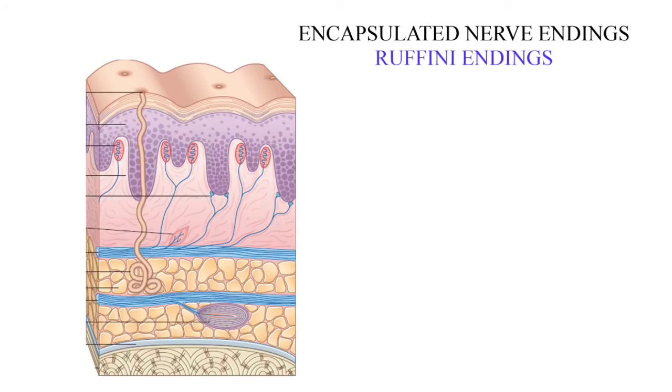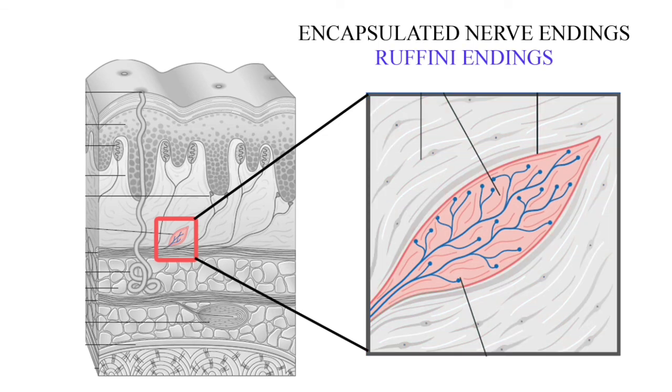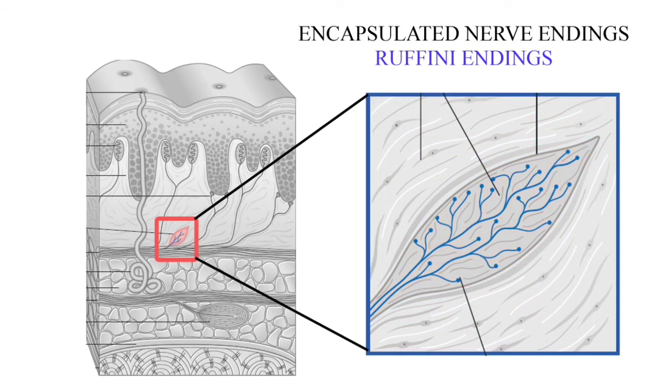Second one of the encapsulated nerve endings will be the Ruffini endings. They are found in both hairy and glabrous skin. They respond to drag or shearing stress and are slowly adapting. Their structure resembles that of Golgi tendon organs, having a collagenous core in which several axons branch liberally.